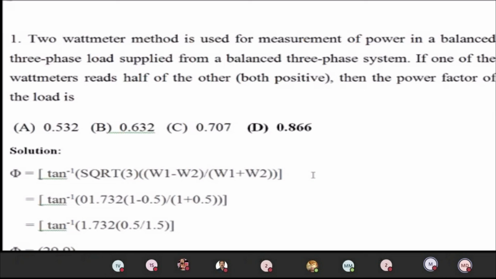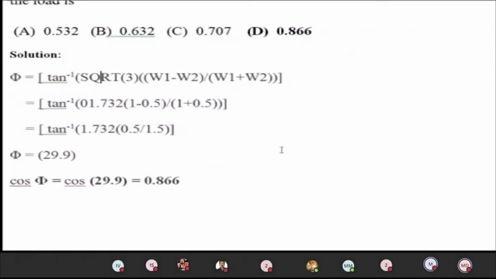Here, balanced 3-phase is given, so we have the formula. How to find it? The main clue here is one of the wattmeters reads half of the other. So it means W2 is equal to W1 by 2. That is the clue we have got. To find the power factor, we have the formula cos phi, where phi is equal to tan inverse of root 3 into (W1 minus W2) divided by (W1 plus W2). So W1 and W2 are given indirectly.